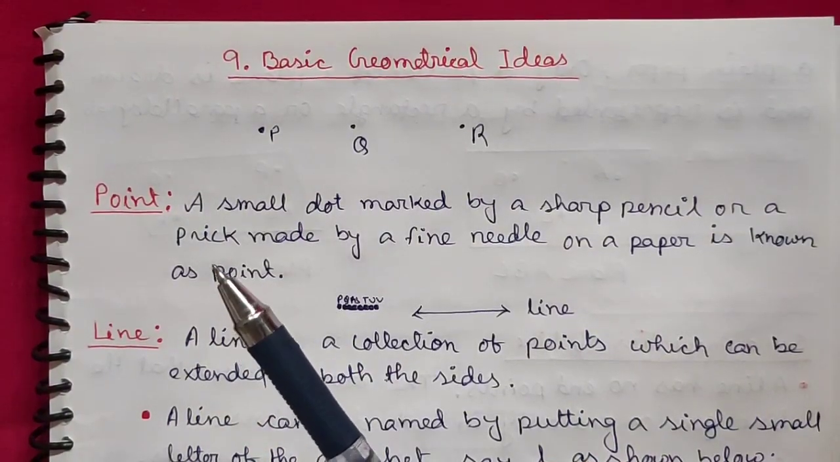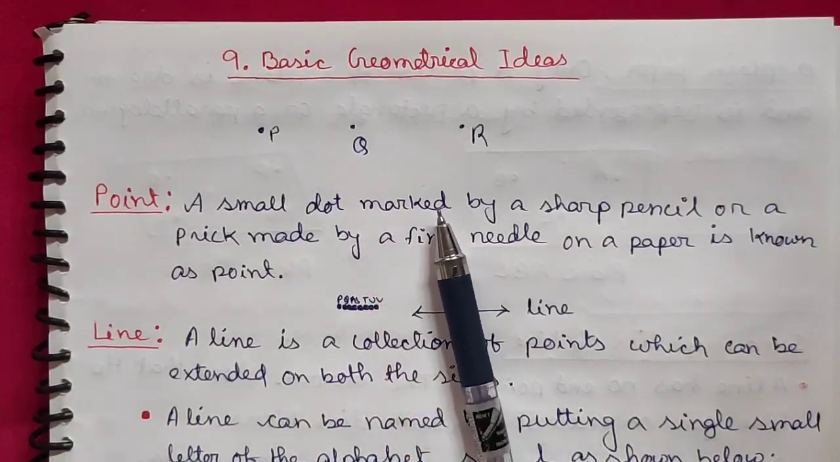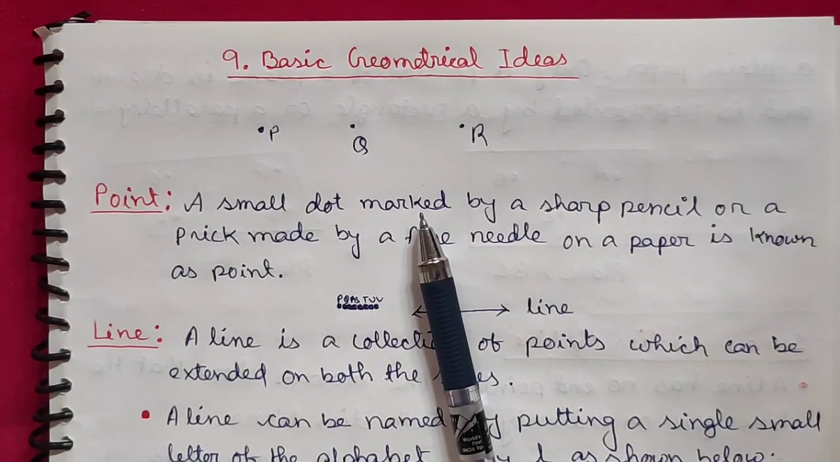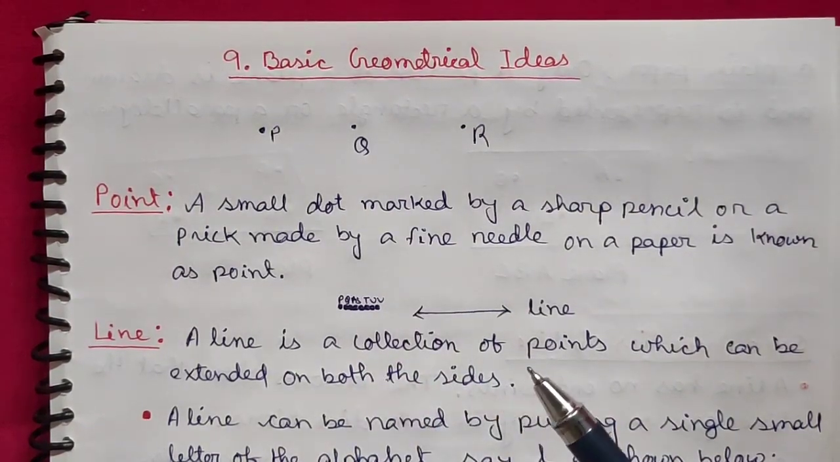After hearing the word geometry, many of you can think that geometry is a geometry box. No, my dear students, here geometry does not mean only geometry box. The word geometry has been derived from Greek word geo and metron, where geo means earth and metron means measurement. Okay.